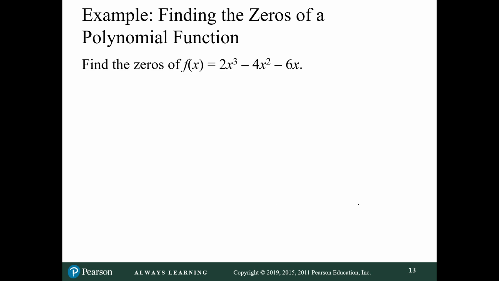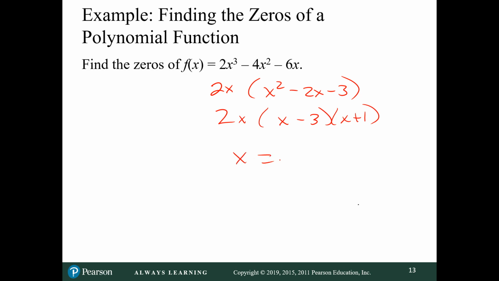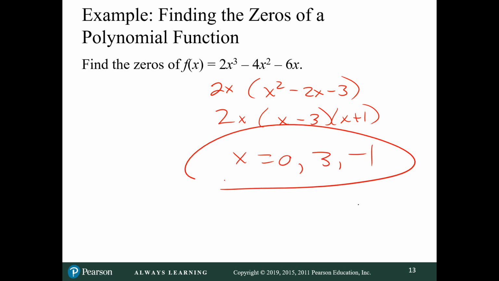All right. Finding the zeros of a polynomial function is where the graph crosses the x-axis, okay? So you could graph it and find the zeros that way. You could factor it. So x equals 0, 3, and negative 1 by factoring.